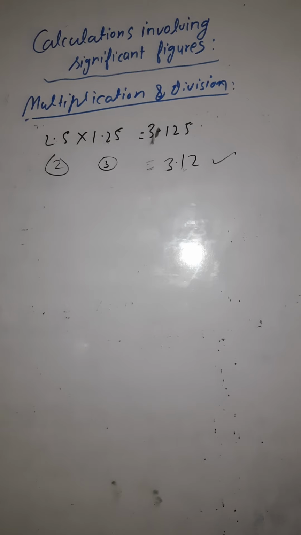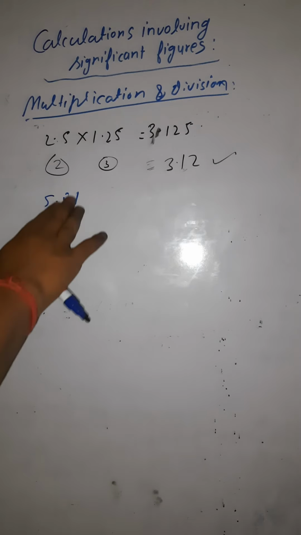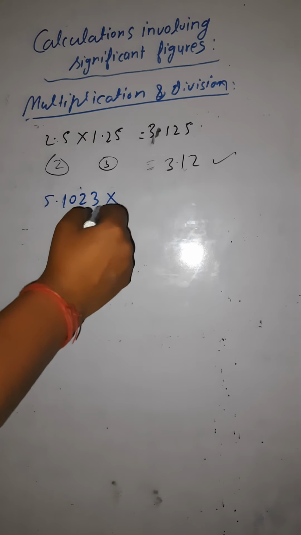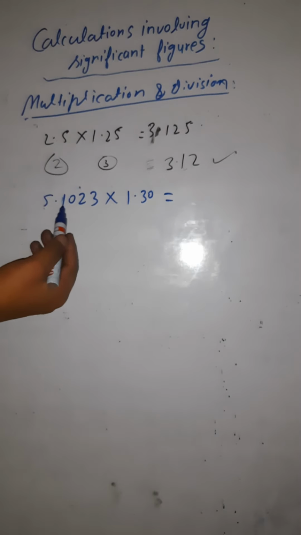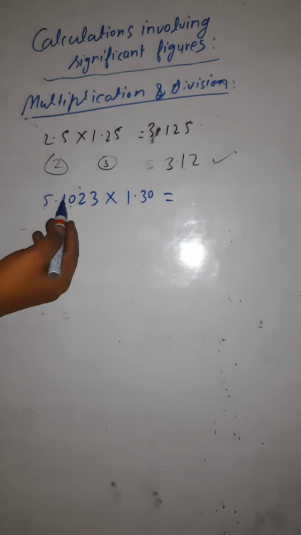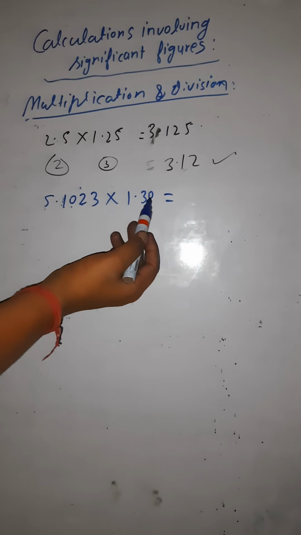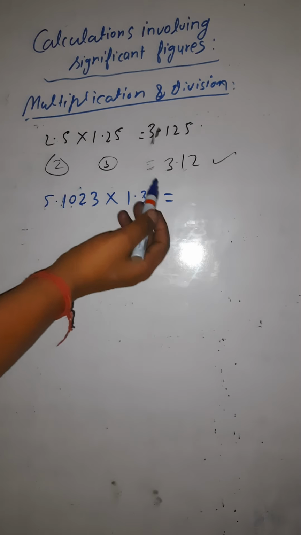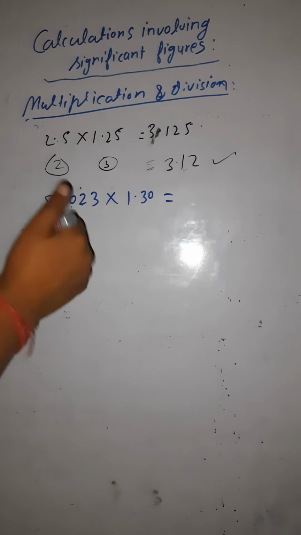Let me tell you one more. Let's say you have to multiply 5.1023 by 1.30. Here how many significant figures do you have? 1, 2, 3, 4, 5. Yes, because this 0 is coming between two non-zero digits. If a 0 comes between two non-zero digits, you count it as a significant figure. And any 0 which comes after the non-zero digits at the end is counted as a significant figure. So 5 significant figures.